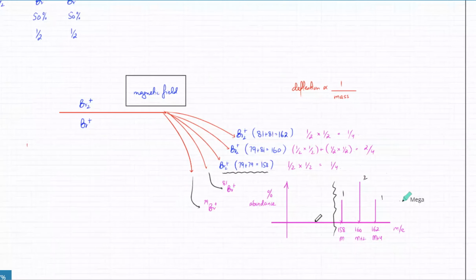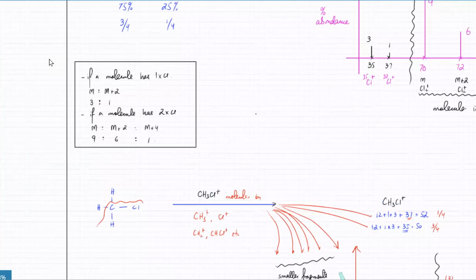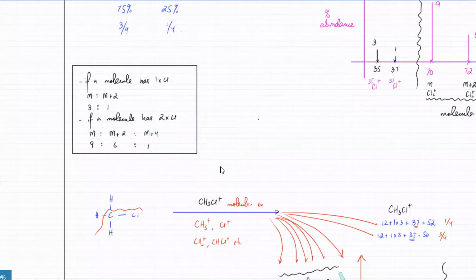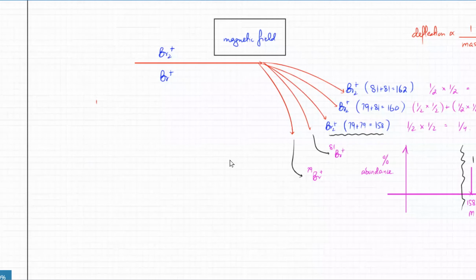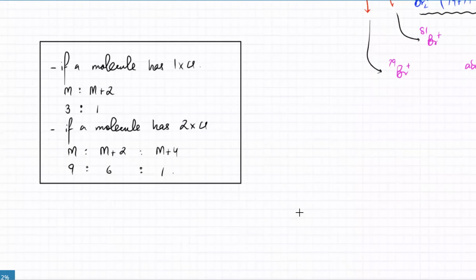And similarly, we can also extend our rule, which we applied before. The only thing is that the relative detections or the relative heights of the detections would vary. So if a molecule has, I'll just change this to, if a molecule has 1 Br.